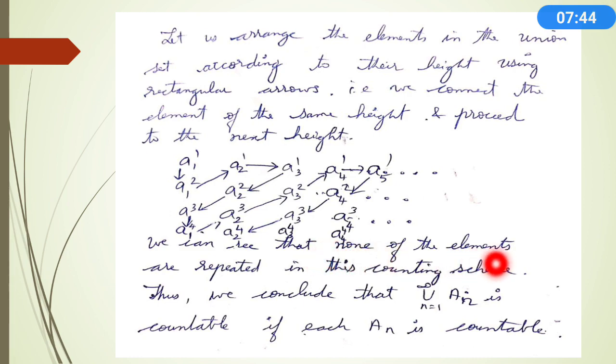Okay, we can see that none of the elements are repeated in this counting scheme. Thus we conclude that the union of Ai is countable, as each An is countable.